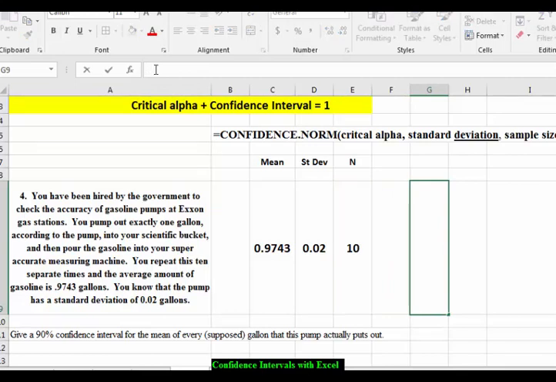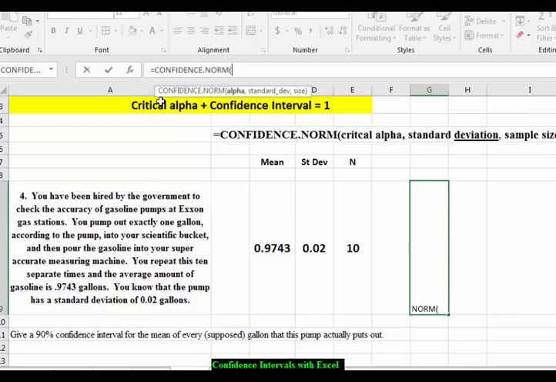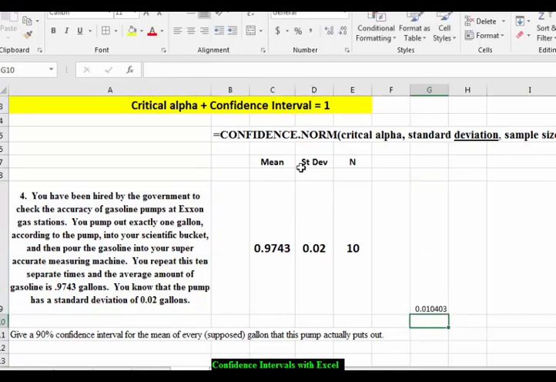I'm going to go up there and type in equals CONFIDENCE.NORM. And we want a 90% confidence interval. Therefore, our alpha is 10%, commonly called 0.1, comma. Our standard deviation is 0.02, comma. Our sample size is 10, close parentheses, equals. So there is our margin of error.